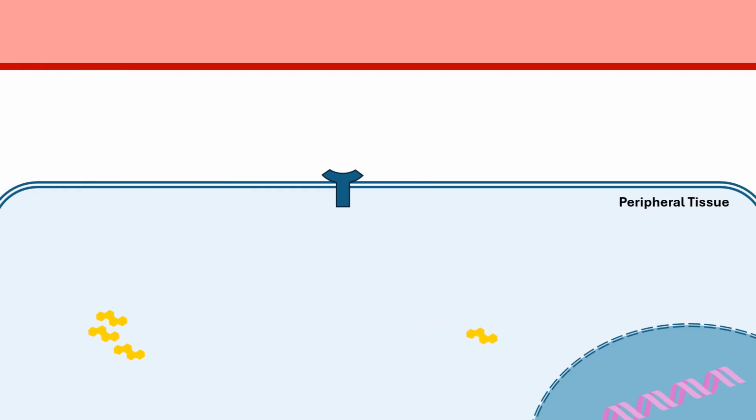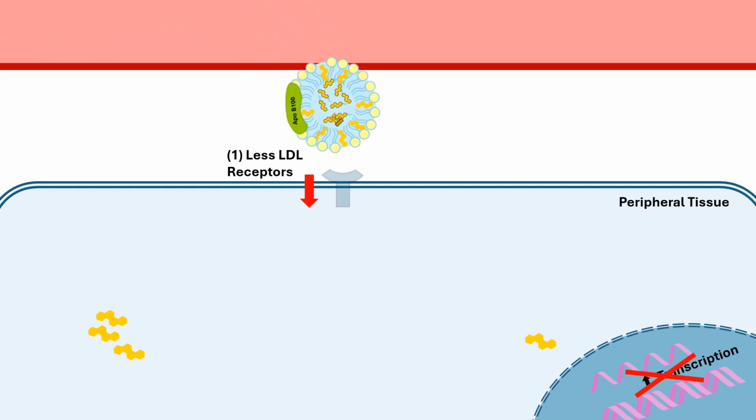First of all, cholesterol decreases the transcription of LDL receptors, which leads to less LDL receptors being inserted in the plasma membrane. Now, LDL can't bind and be internalized, and so more LDL remains in the bloodstream. This is essentially sending a message which says, hey, we've got a lot of cholesterol inside of us, we don't really need more.